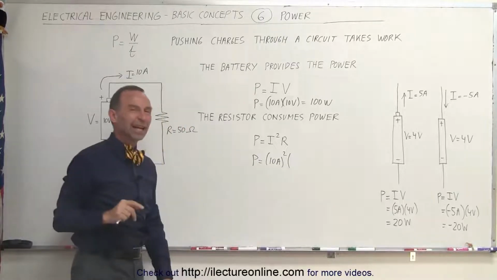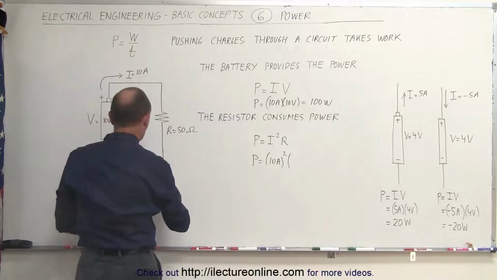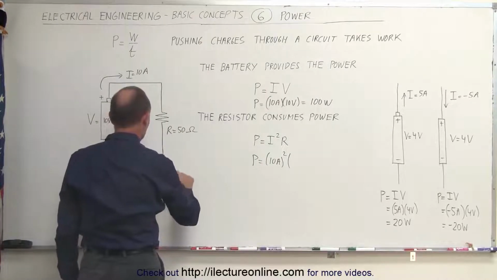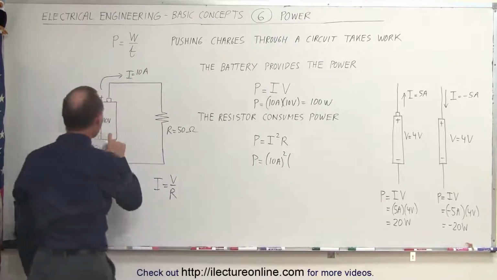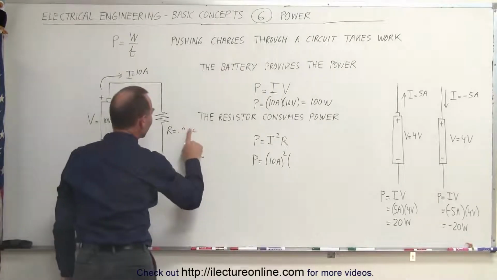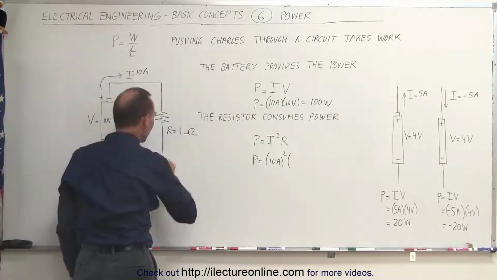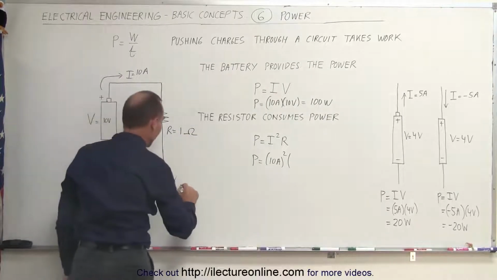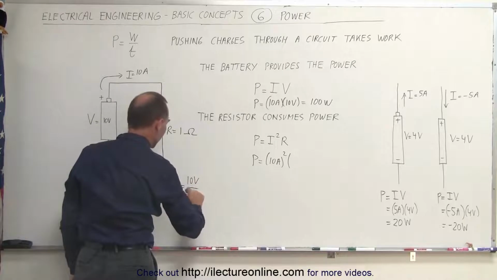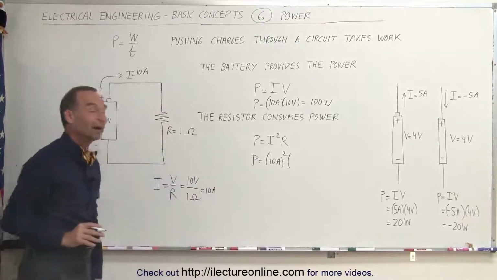I need to be careful. I need to make sure that I use the right amount of resistance, because we also know that I is equal to V over R. So if there's only a 10-volt battery, it's not going to produce a 10 amp current. What I need to do here is change this to the appropriate resistance of 1 ohm to make everything work out right. In this case, I is V, 10 volts, divided by R, which is 1 ohm, which is 10 amps. Everything works better now.